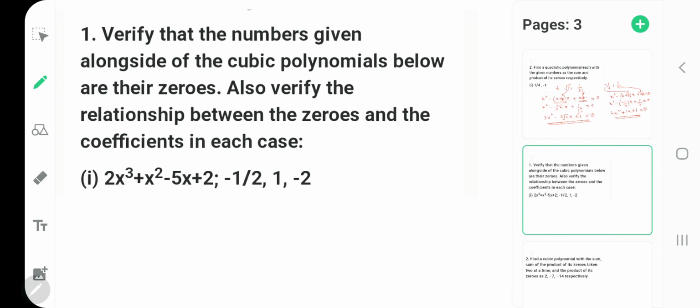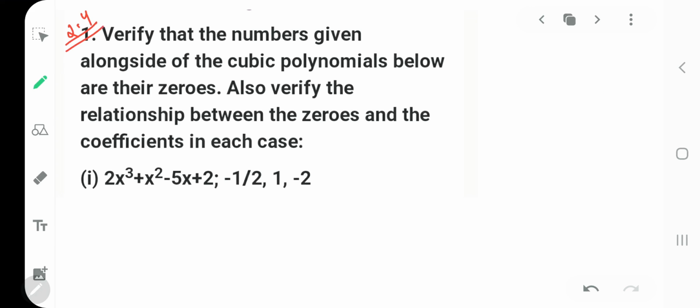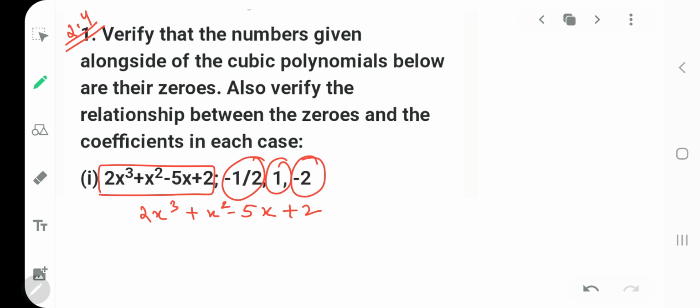And it is exercise 2.4, problem number 1, which says verify that the numbers given alongside of the cubic polynomials are the zeros and also verify the relationship between zeros and the coefficients in each case. My dear kids, now what I have given you, this is your cubic polynomial, that is 2x cube plus x square minus 5x plus 2. And these are the zeros, these are the 3 values of your x.